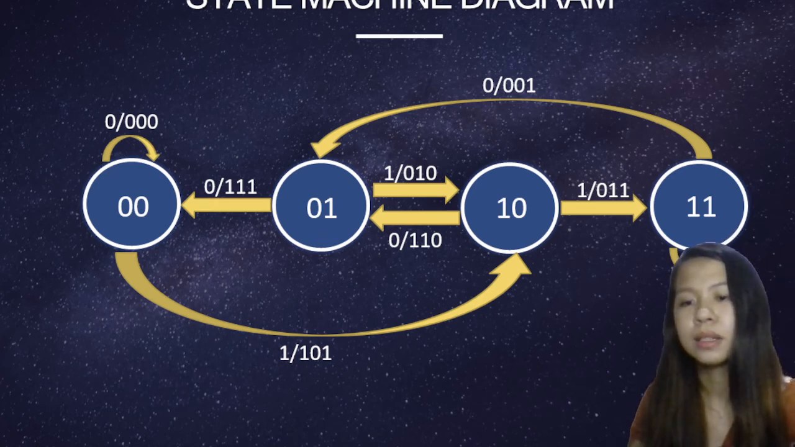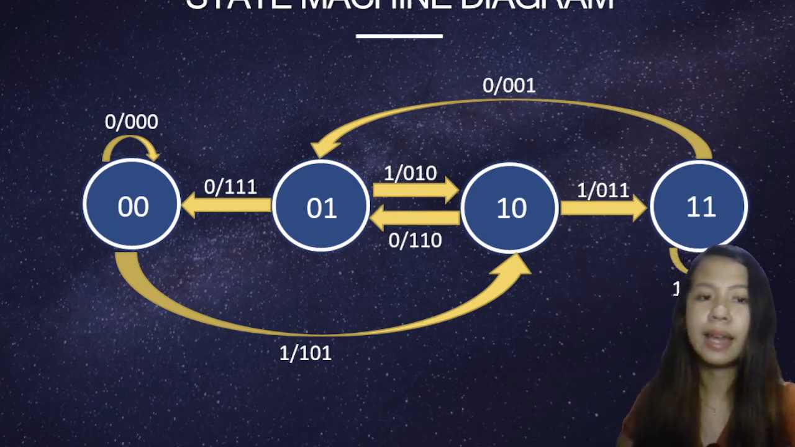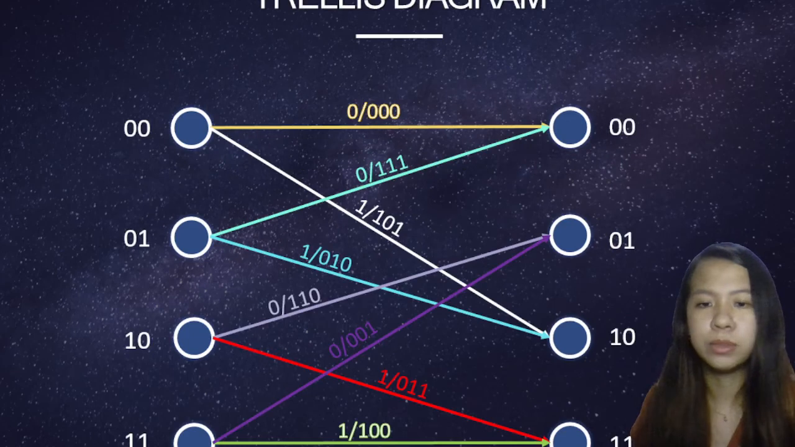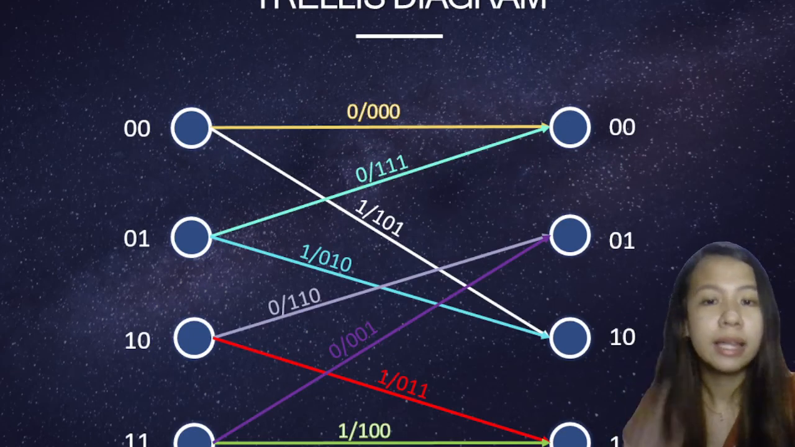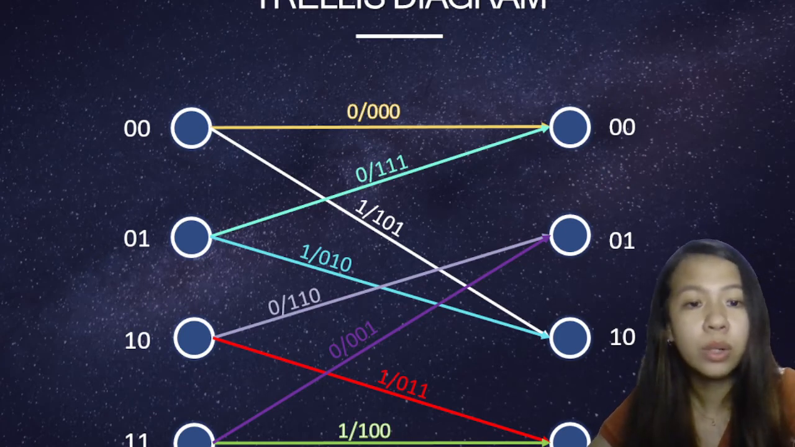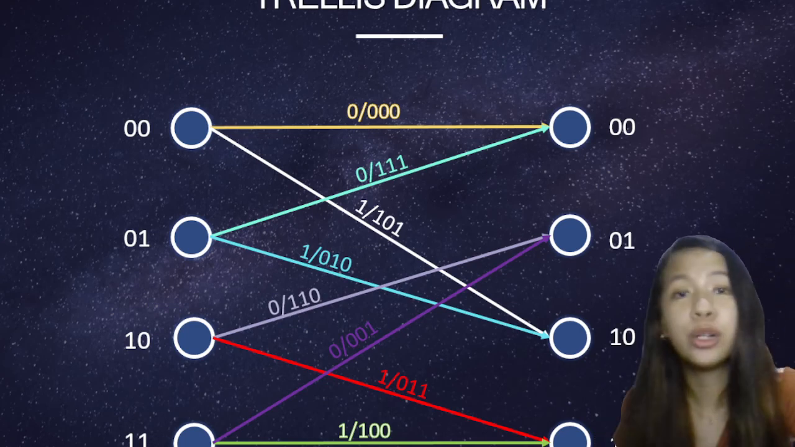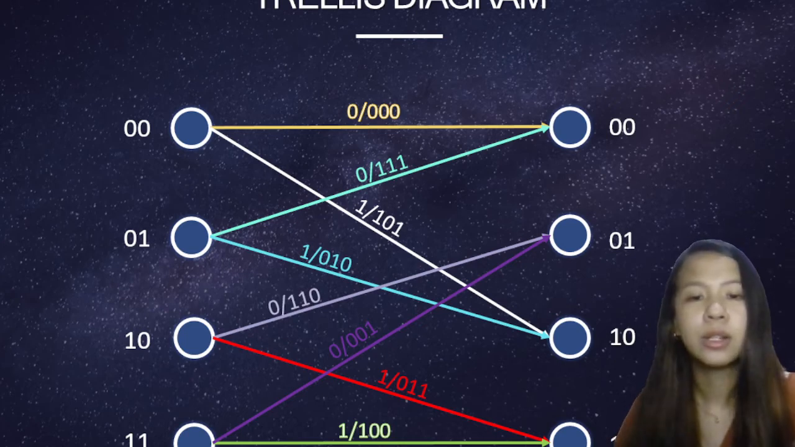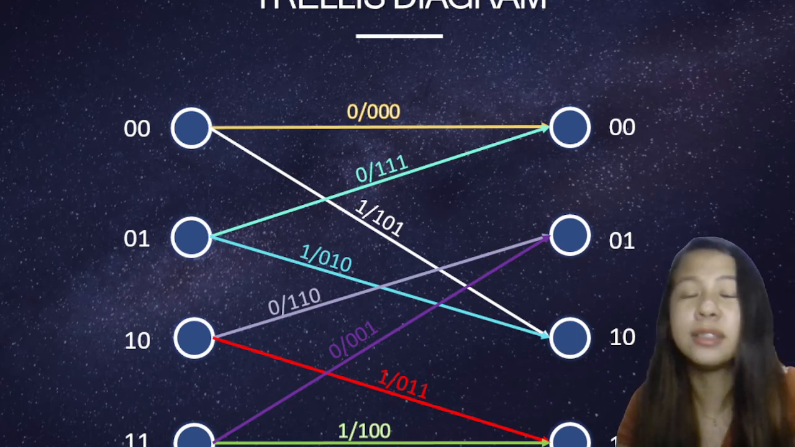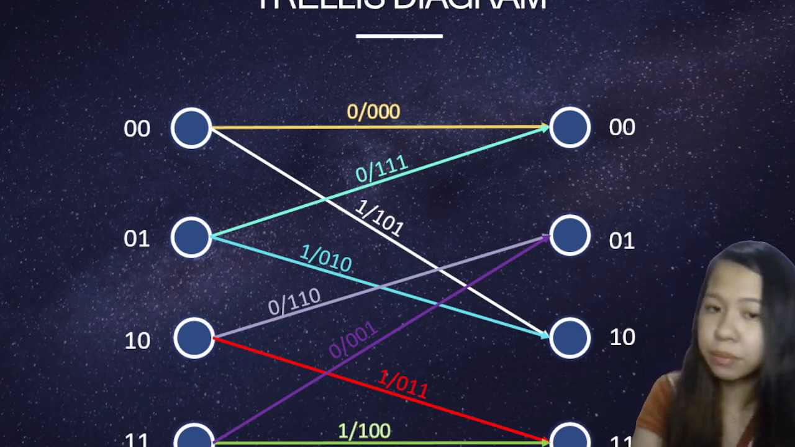Okay, so that is the state machine diagram. And next, here, in the trellis diagram, if the input is 0 and the current state is also 0, 0, and the next state is 0, 0 here, then the output is also 0, 0, 0. Now next, if the input is 1 and the current state is 0, 0, and the next state will be 1, 0, then the output is 1, 0, 1 here in the white line.